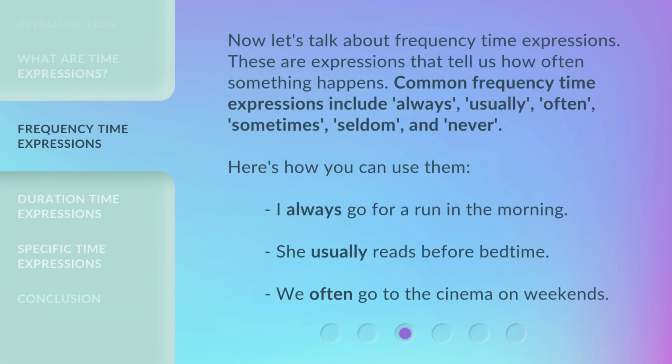Now let's talk about frequency time expressions. These are expressions that tell us how often something happens. Common frequency time expressions include always, usually, often, sometimes, seldom, and never. Here's how you can use them. I always go for a run in the morning. She usually reads before bedtime. We often go to the cinema on weekends.